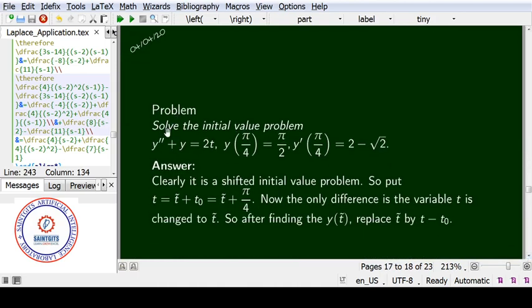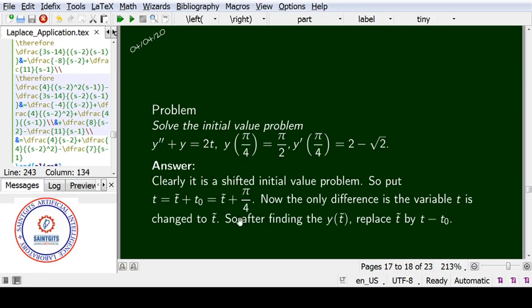So for example, consider this simple problem. Solve the initial value problem y double dash plus y is equal to 2t with initial conditions y of pi by 4 is equal to pi by 2 and y dash of pi by 4 is equal to 2 minus root 2. Look, we expect y of 0 and y dash of 0 to solve a second order initial value problem. But I got y of pi by 4 and y dash of pi by 4. So t naught is equal to pi by 4. Here it is different from 0.